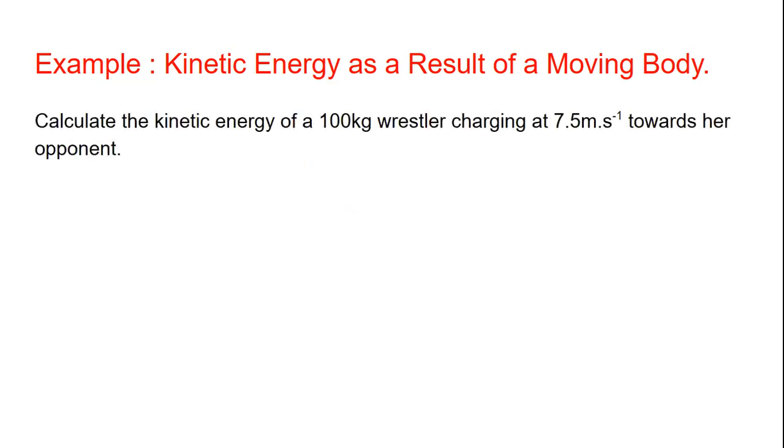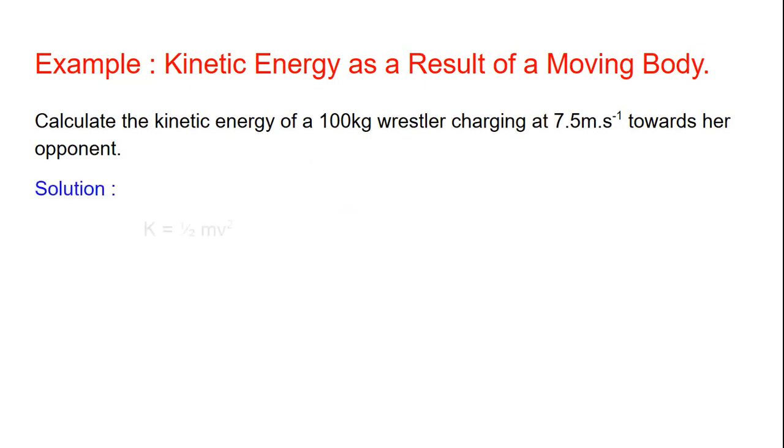Calculate the kinetic energy of a 100 kg wrestler charging at 7.5 meters per second towards her opponent. Okay, so pause this video and attempt the question. So the mass of the wrestler is 100 kgs. That's your m. Your v is 7.5. All you need to do is calculate your K.